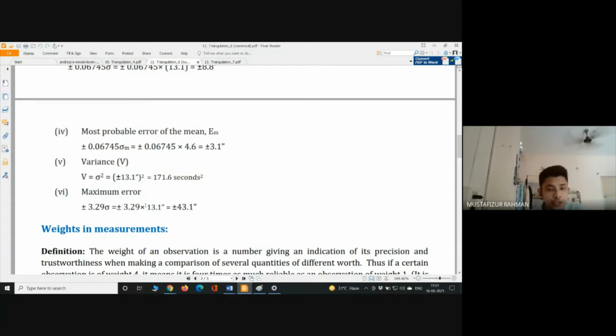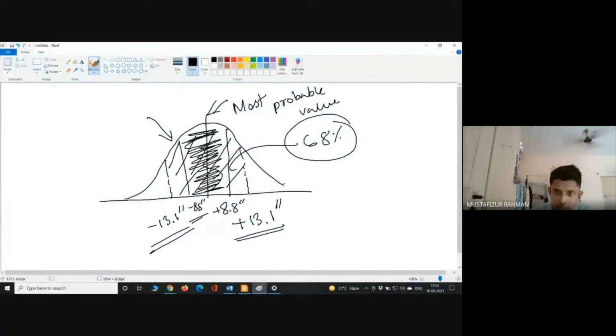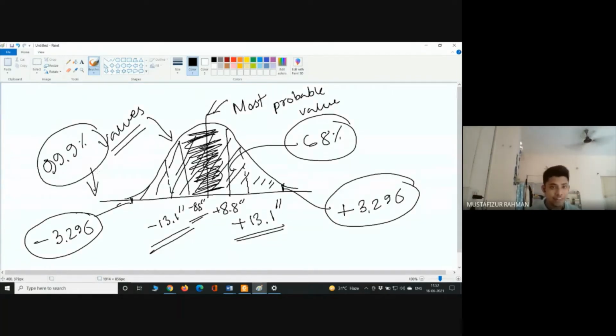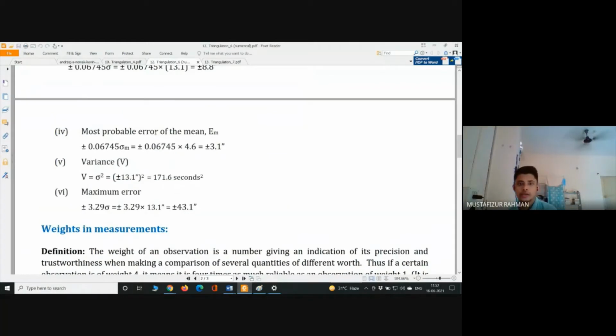Now, maximum error. We talked about 99.9% of values, beyond which it is maximum error. This is given by plus minus 3.29 sigma. So in this same distribution, somewhere here we will have a value, 3.29 sigma, and here we will have another value, minus 3.29 sigma. What is sigma? Standard deviation. So within these two values, 99.9% of the measurements will lie. If we have a value beyond this number, that is considered a huge mistake, and it is not to be considered in our calculations further. So that is done.